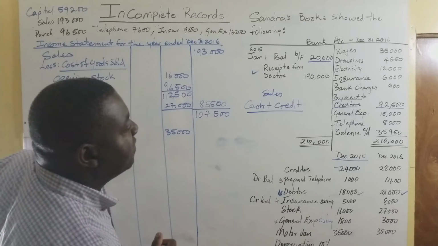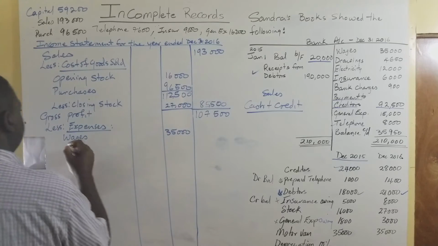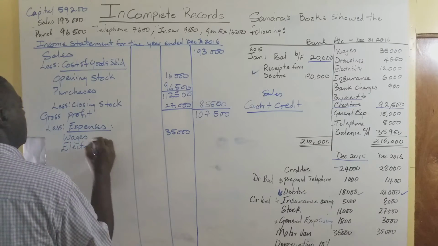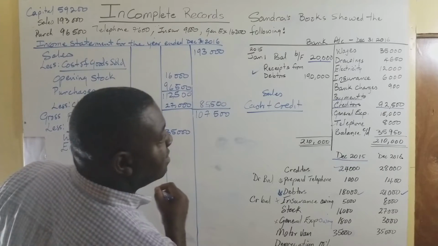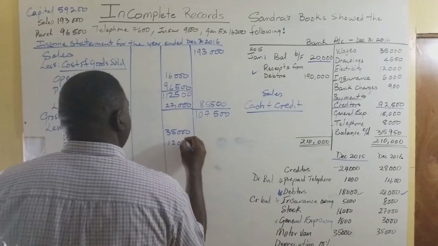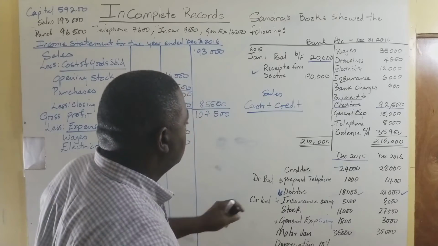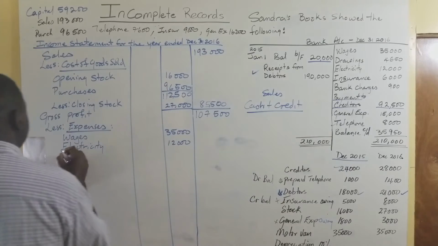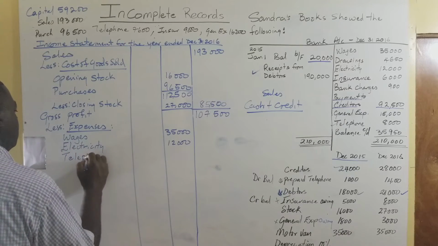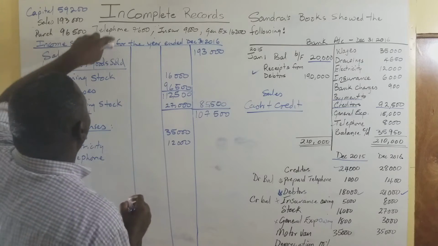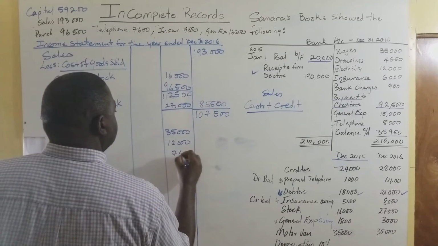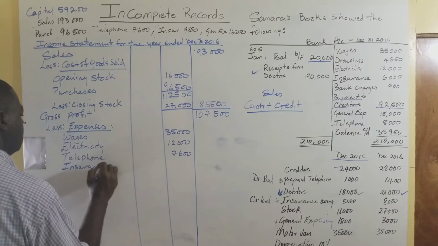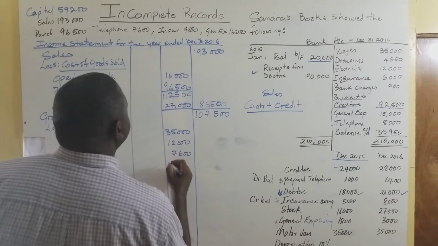We also have electricity. There was not any adjustment for that, so we can take it as is. Our electricity figure is 12,000. Yes. Then we come down to the other expenses that we have adjusted, what has to do with telephone. And we had worked that out earlier. Telephone is 7,600. Insurance. Our insurance figure is 9,000.